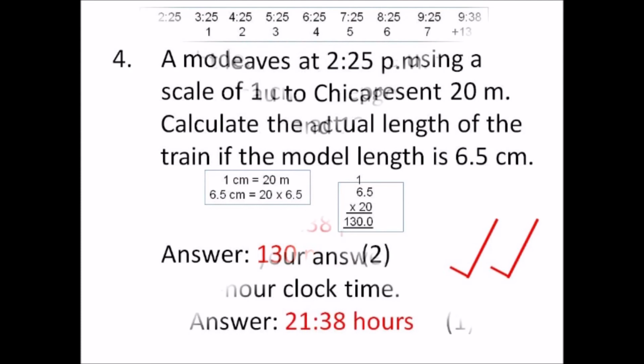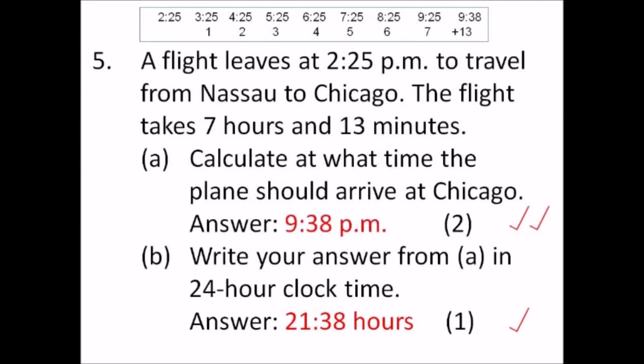Number 5. In 7 hours and 13 minutes, so you count ahead from 2:25. So you get to 9 and then add 13 minutes, 9:38 p.m. and change that to 24-hour clock, 21:38 hours. That's your answer. You must know how to do time using the 24-hour clock and change it to that or change it back.